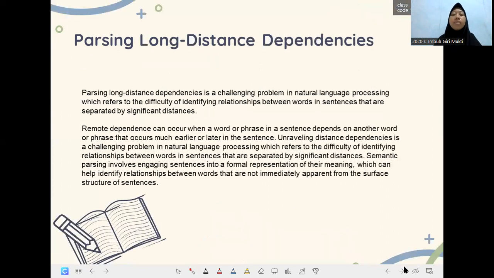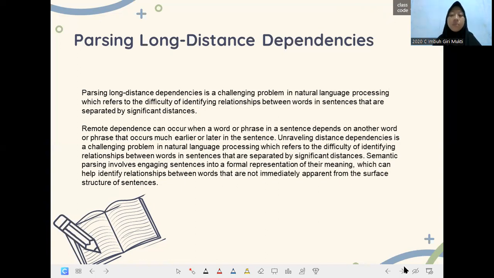And then parsing long-distance dependencies. Parsing long-distance dependencies is a challenging problem in natural language processing, which refers to the difficulty of identifying relationships between words in sentences that are separated by significant distances. Long-distance dependencies can occur when a word or phrase in a sentence depends on another word or phrase that occurs much earlier or later in the sentence.